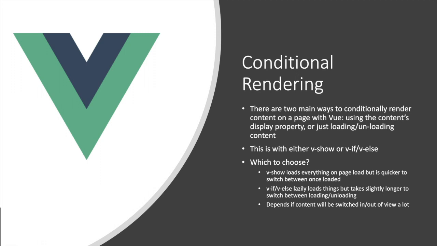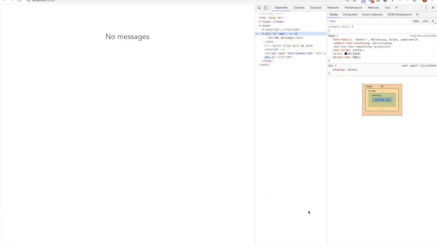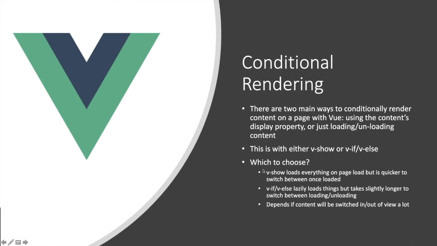Next up, conditional rendering. There are 2 main ways to conditionally render content on a page with Vue: using the content's display property or just loading and unloading content. If we go to the example that we're going to be making here, how this is changing from these to this is we've got an if-else statement which is written like v-if and v-else. What this means is if the condition is met, then the v-if part will display, and if the condition is not met, we use v-else.